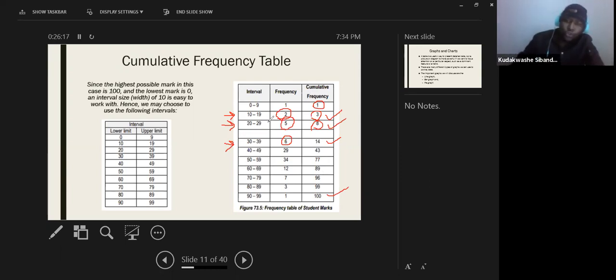So for now, just understand the fundamentals of how you calculate the cumulative frequency. The rigorous process of doing the calculations themselves, you're not going to be the one who does that. That's where Excel is going to come in handy.